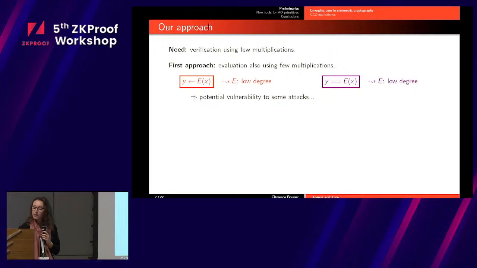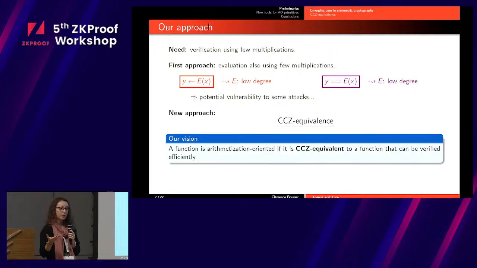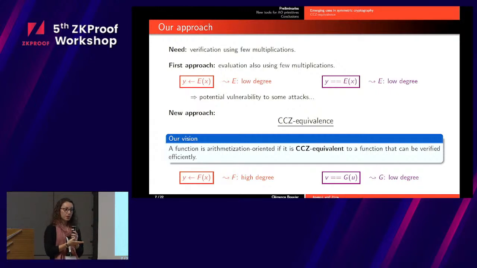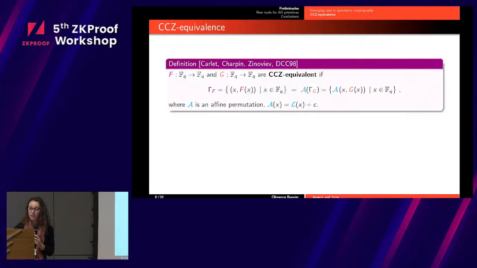So this is how we came up with the notion of CCZ equivalence. And our approach is the following. We say that a function is arithmetization-oriented if it is CCZ equivalent to a function that can be verified efficiently. To put it simply, we take a function of high degree to perform the evaluation so that we have a high security level, and we take a function of low degree to perform the verification so that we have good performance. So maybe I just need to give a definition of this CCZ equivalence.